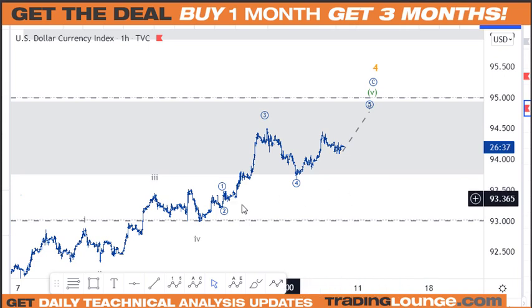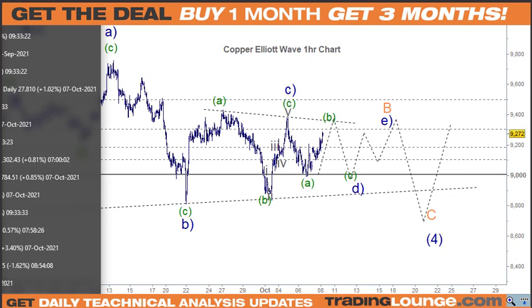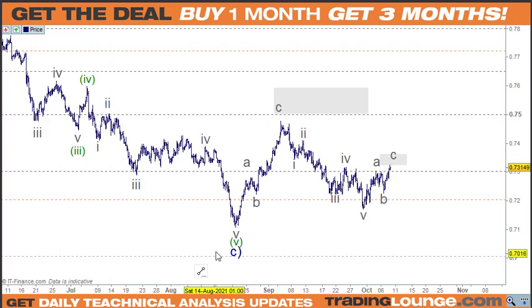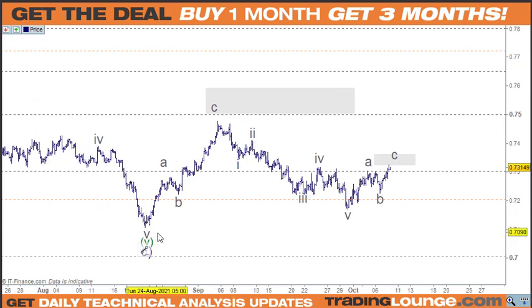So it's just that I couldn't get a very clear count on this initially. So thinking one more move to the upside. Where does that leave the Australian dollar at that point? I've just had a bit of a look at it this morning. I find it very difficult from the low here to get 5 waves up.